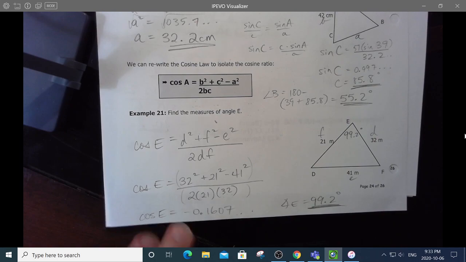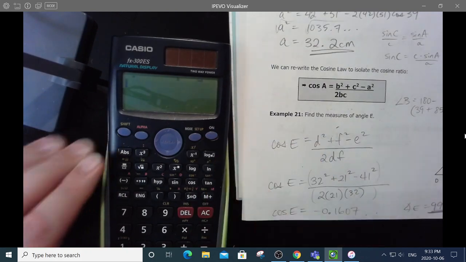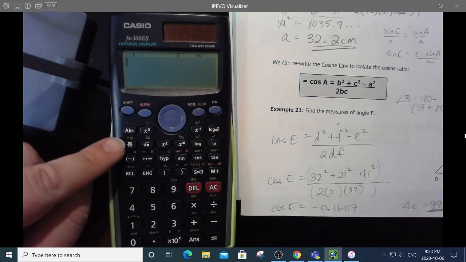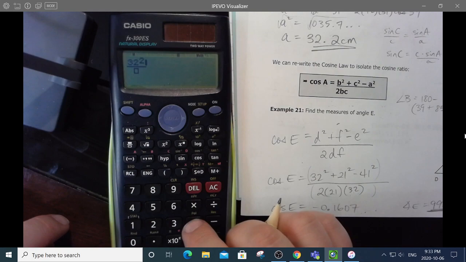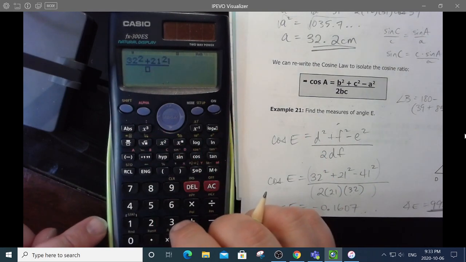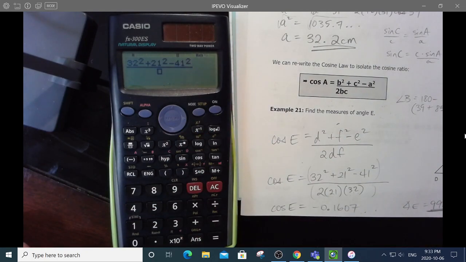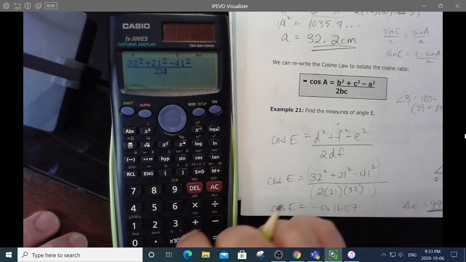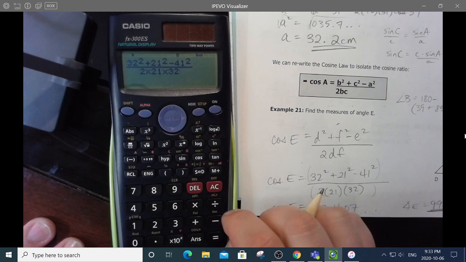Just for fun, anybody got one of these fancy calculators? If you're trying to do a calculation like this on one of these, and you have this button here, feel free to use it. That's your over button. And the over button's really nice because you can actually start a fraction like that and go 32 squared plus 21 squared minus 41 squared, and then just move the cursor down to the bottom. If you've never used this feature before, you don't have to worry about brackets now. It knows that everything you're about to type is denominator. 2 times 21 times 32.